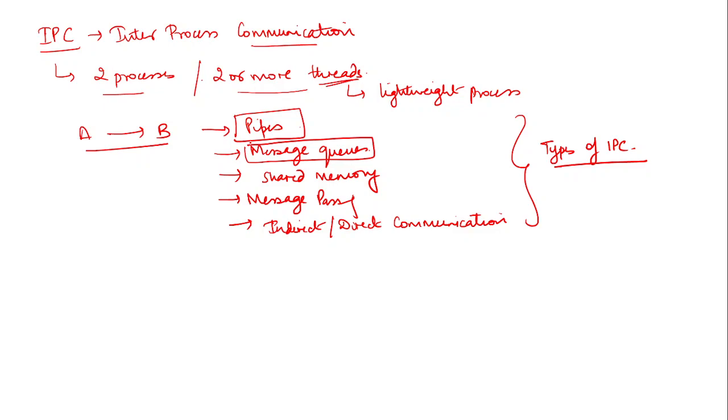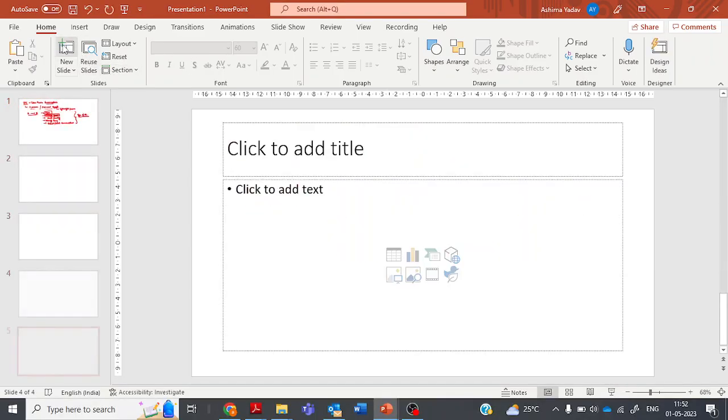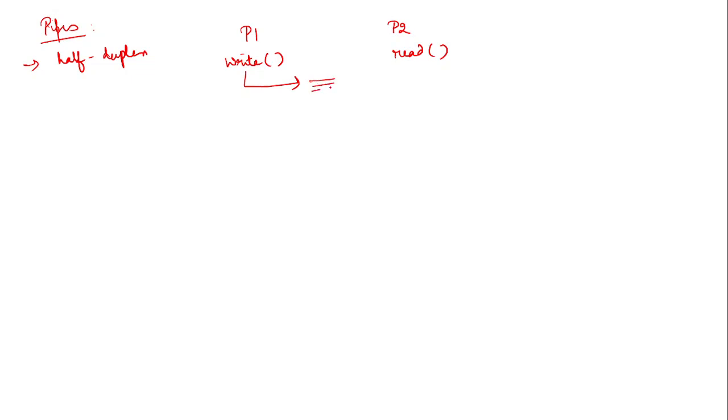So first let's start with the concept of pipes. Pipes is a mode of communication which is half duplex, and it is used to communicate between two or more processes. Half duplex means, let's say we have process P1 and process P2. P1 will write, and P2 will read. P1 will write whatever contents it has in a file, and then those contents will be read by P2.